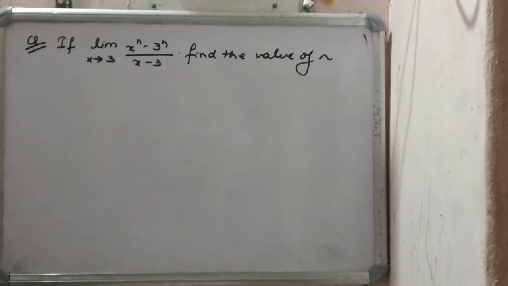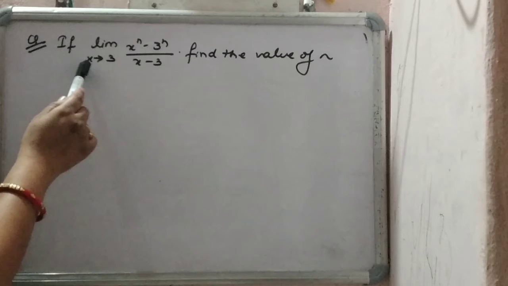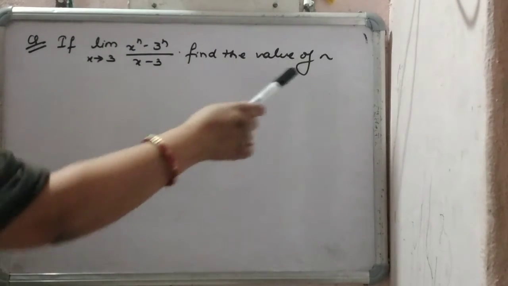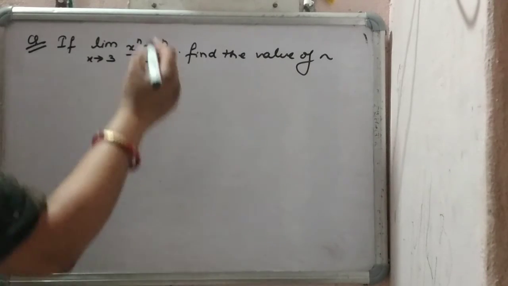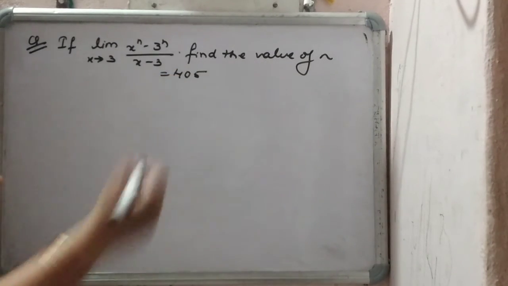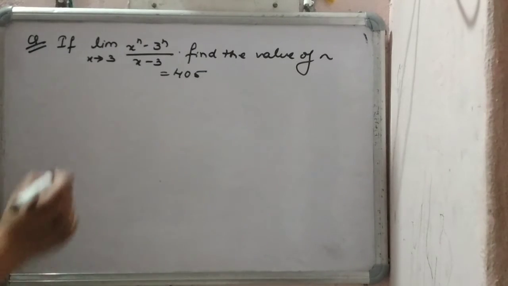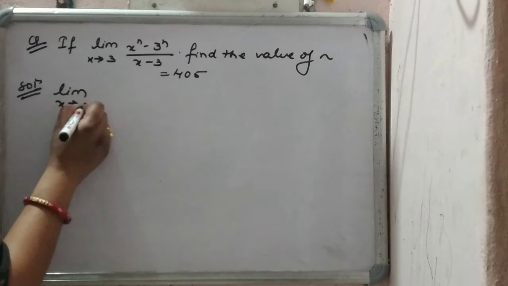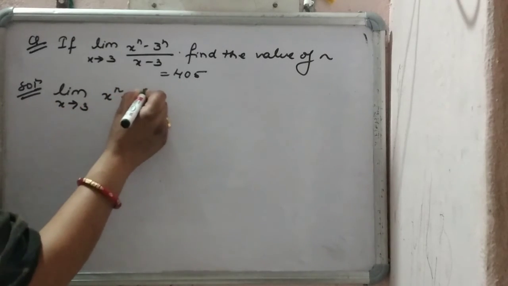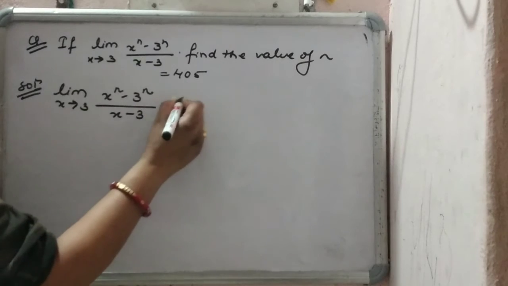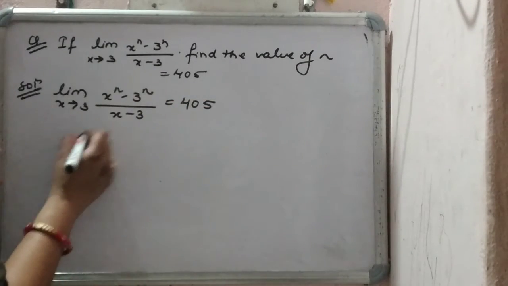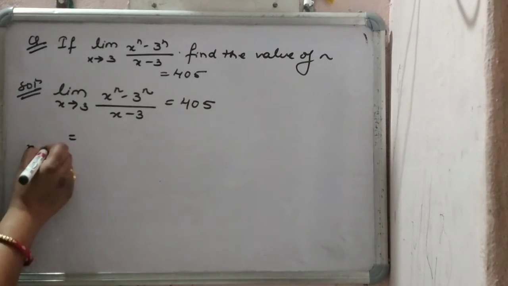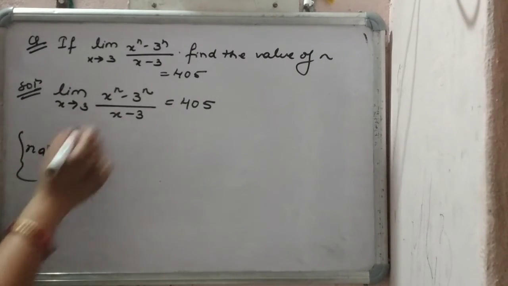Now see the next question. The limit is given, x tends to 3, (x to the power n minus 3 to the power n) upon (x minus 3), and here you have to find the value of n, and this is equal to 405. Okay, the value 405 is given. So first of all write what is given there. Limit x tends to 3, (x to the power n minus 3 to the power n) upon (x minus 3) equals 405. Okay, for this you can write the formula. You know what the formula is there? It is n into a to the power n minus 1. This formula we can use here.